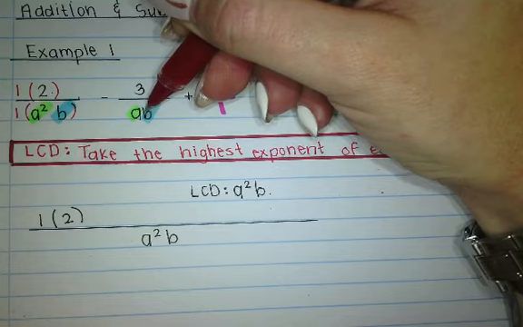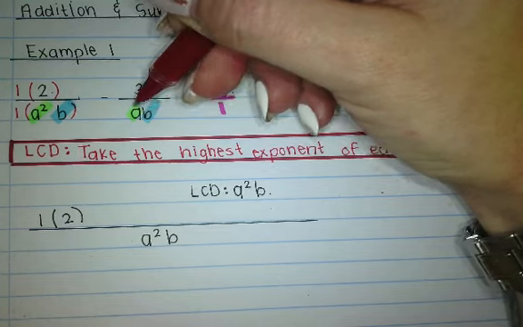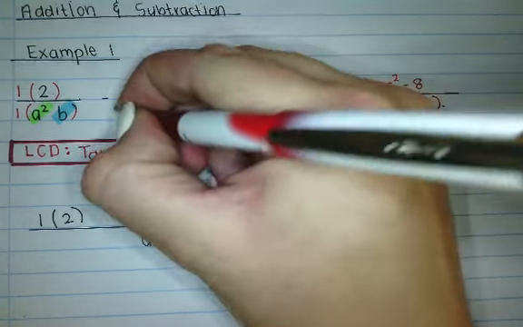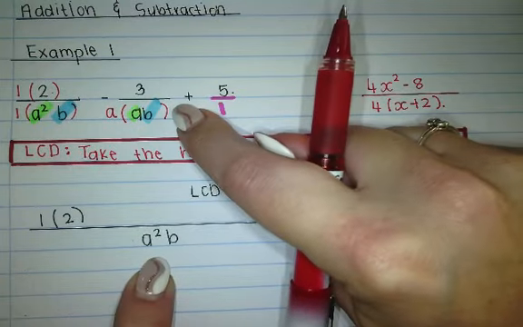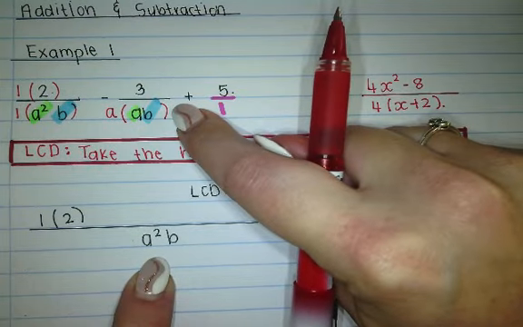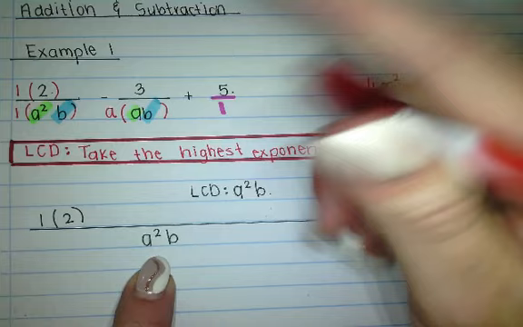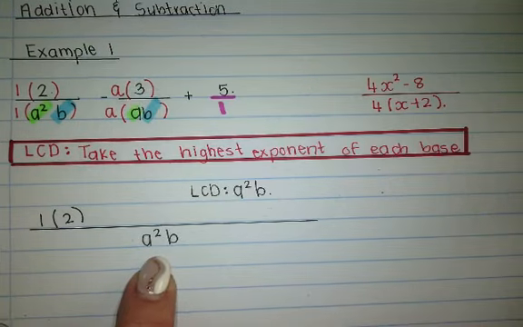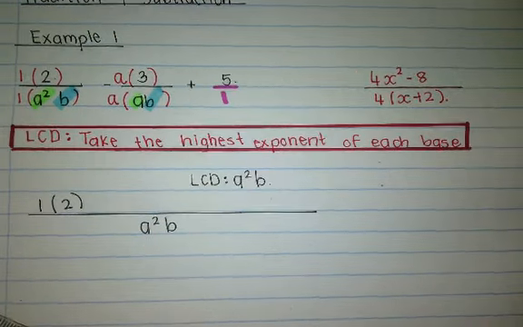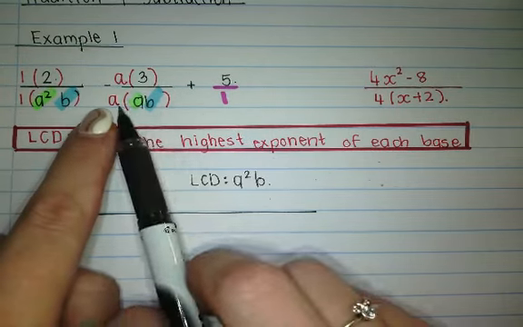A, B, what am I missing here? 1A, right? So we need to multiply AB with A to make it a squared b, so the denominators look the same to get to the LCD. But whatever I do to the bottom, I do to the top. Okay, so I need to multiply this also with an a. But wait, why are we multiplying a with the second term?